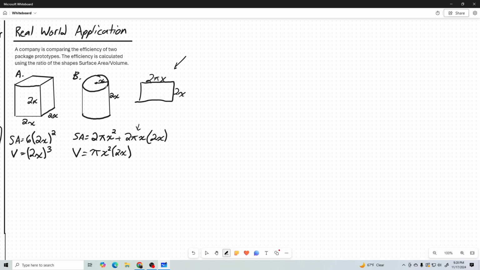And then the volume is just the area of the circle times the height. So it's just pi x squared times 2x. So that makes sense. All right. That was just more of a geometry geek out moment. It wasn't really as important for the problem.